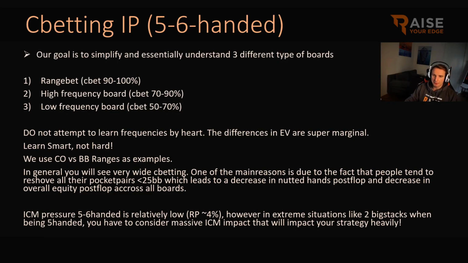As I said, the ICM pressure is relatively low. The risk premium is around 4%, but you also learn that in the ICM section. So if you don't understand what I'm talking about, go to the ICM section. But just as a quick recap, risk premium, we need 4% more equity considering ICM than in a CEV model. So let's say we face an all-in. According to CEV, we need 38% equity. Now with ICM, we need 42%.